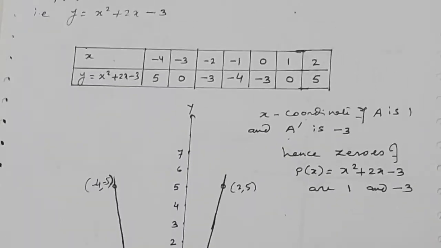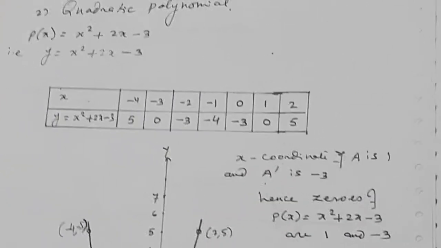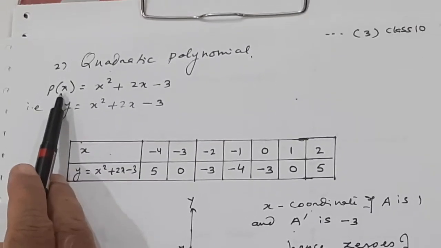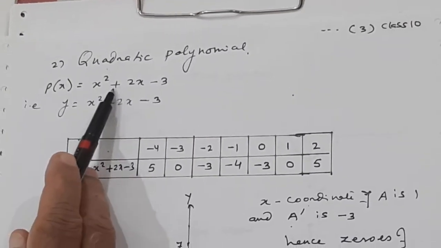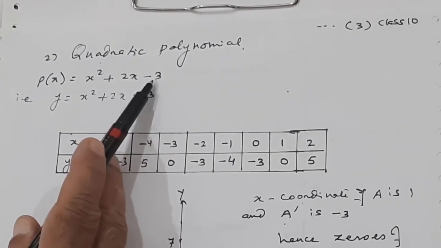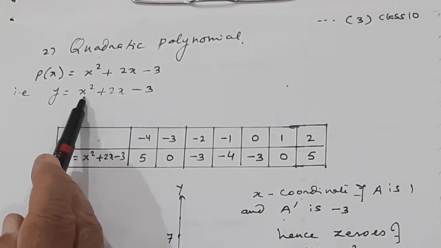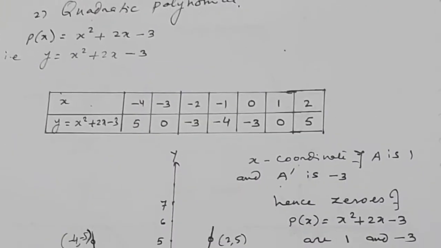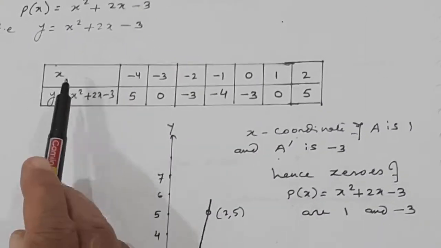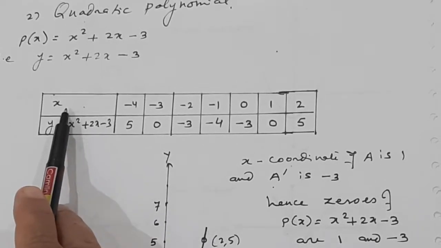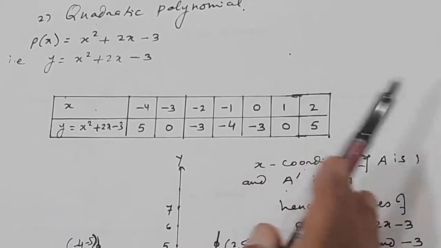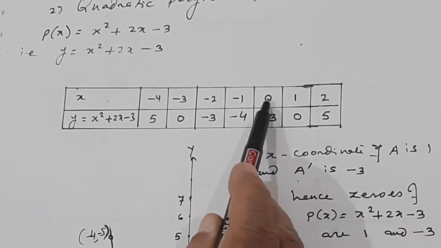Now let us take a quadratic polynomial. I have taken the quadratic polynomial p of x is equal to x square plus 2x minus 3. That is, y is equal to x square plus 2x minus 3. Now we have to make the table and draw the graph. For x, you have to take negative values and positive values. So let us take first x is equal to 0.